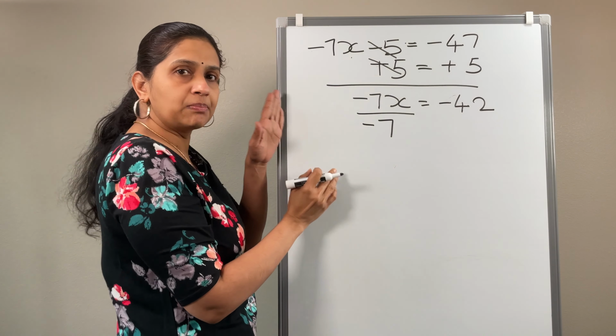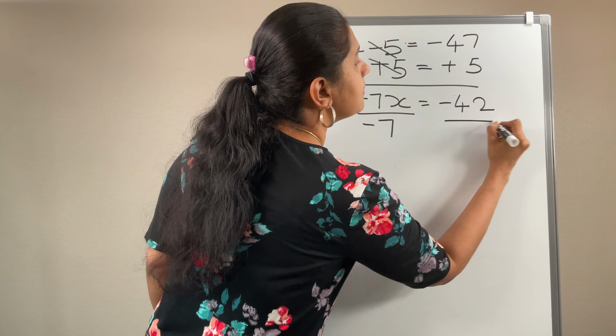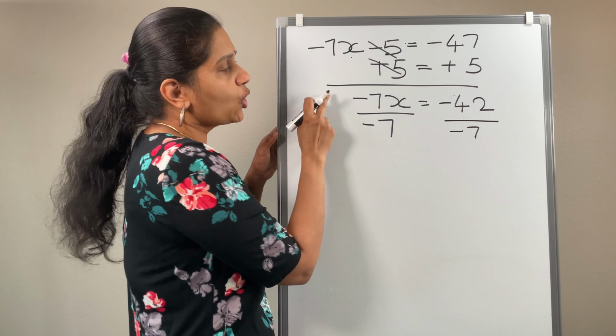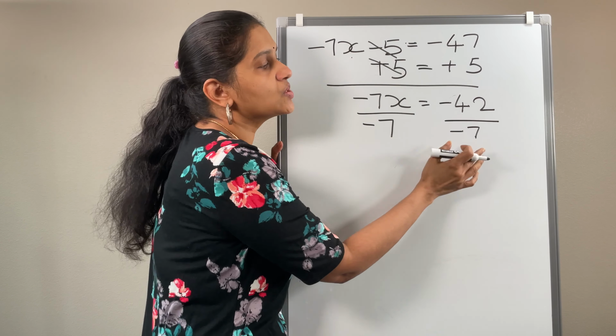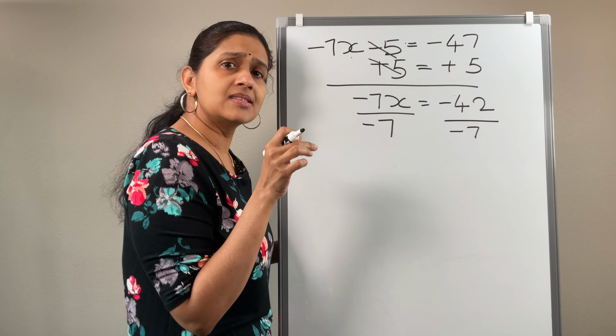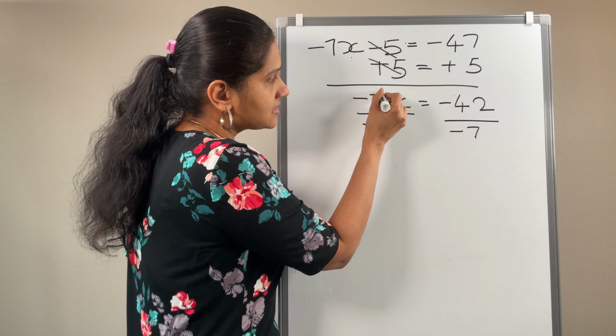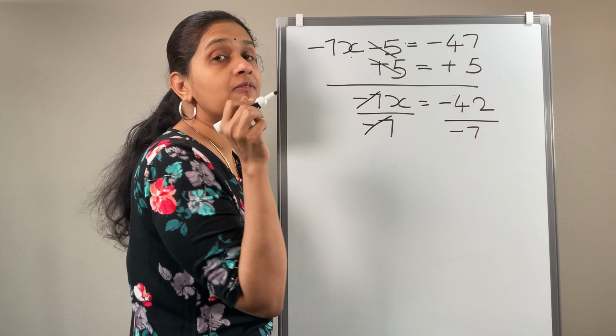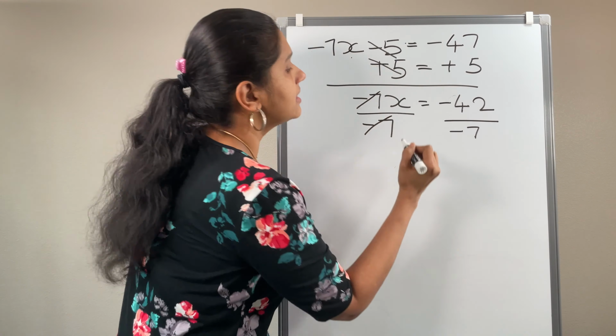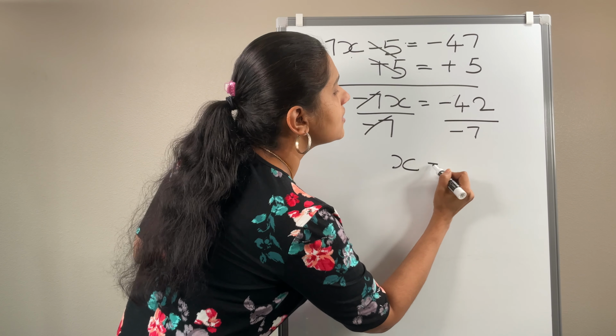When you do something on one side, you should do the same thing on the other side also. So, I am just dividing by negative 7 on both sides. As a result of it, what will happen? This negative 7 and this negative 7 will get cancelled out and the variable x will become isolated.